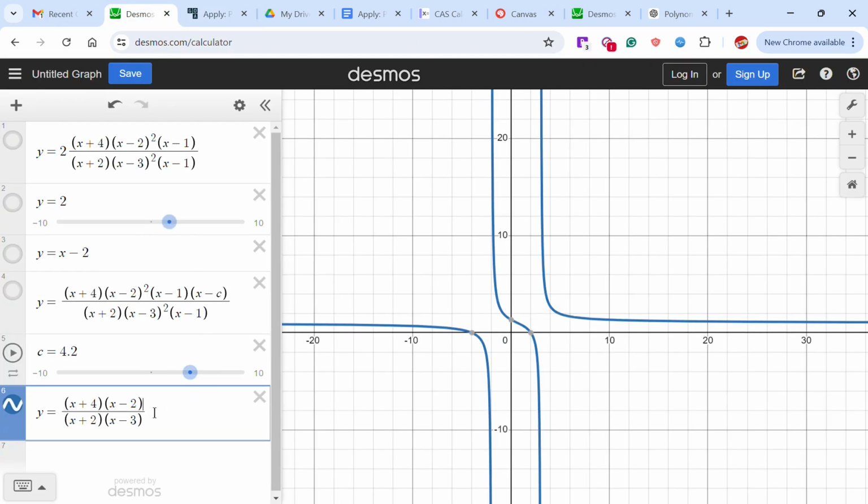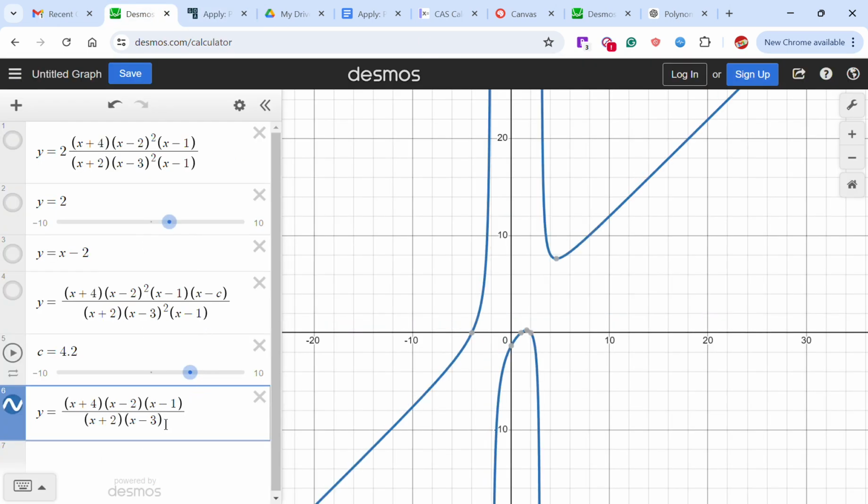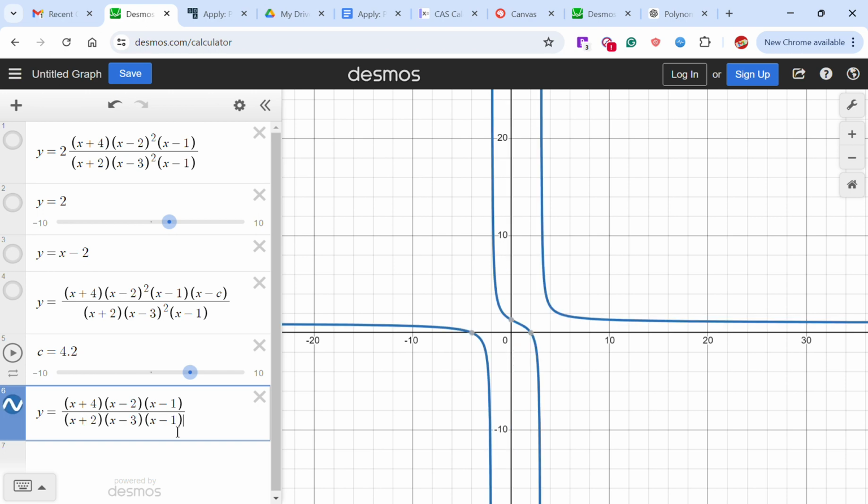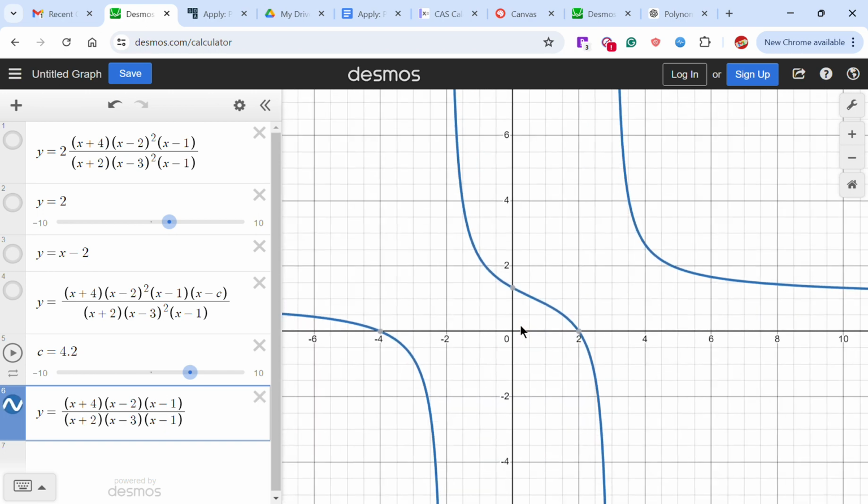Now we want a hole at x equals 1. A hole is basically when both sides are equal to 0. So we want it at 1. This makes both sides 0, and if we zoom in, it makes 1 undefined. See, that's a hole in our graph.